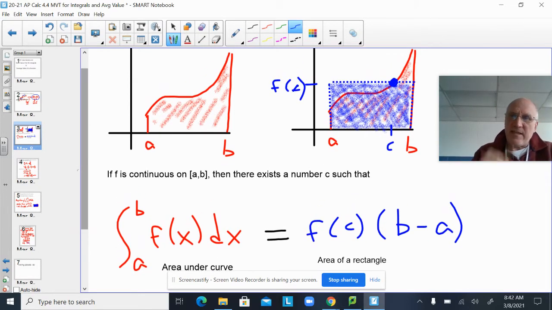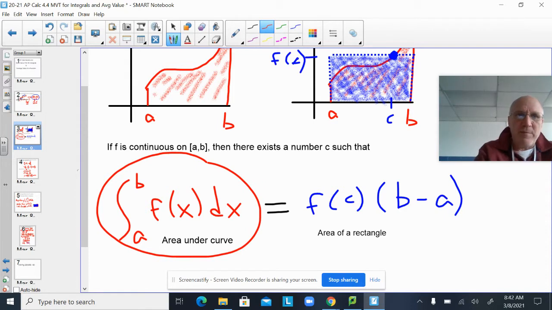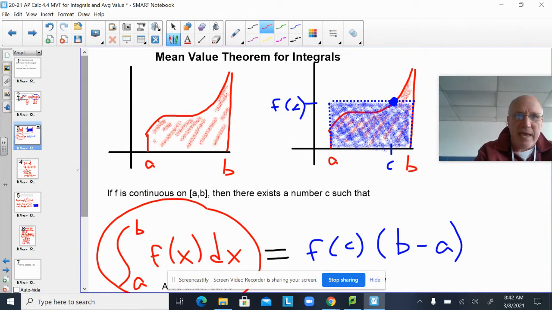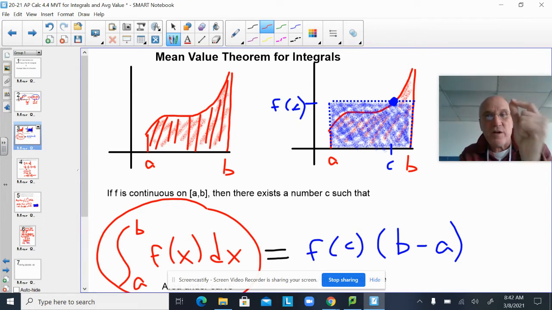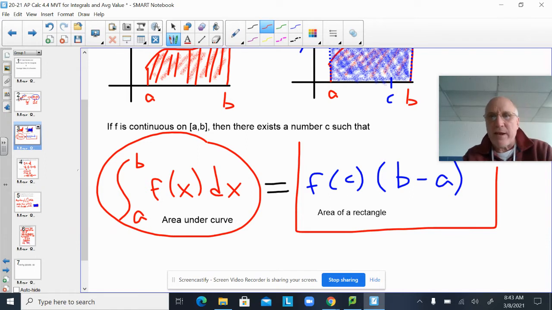The left side says the integral from A to B of f of x dx. Well, that's what we've been learning this chapter. That represents the actual area under the curve. So this side of the equation, integral from A to B, is whatever this actual area is, which thanks to the fundamental theorem of calculus, we can now calculate. The theorem says there's some point C such that the actual area, the thing on the left, equals this quantity here, f of C times B minus A.